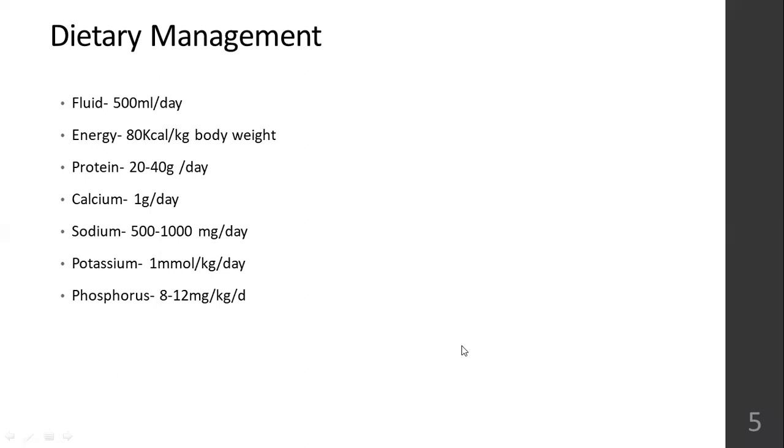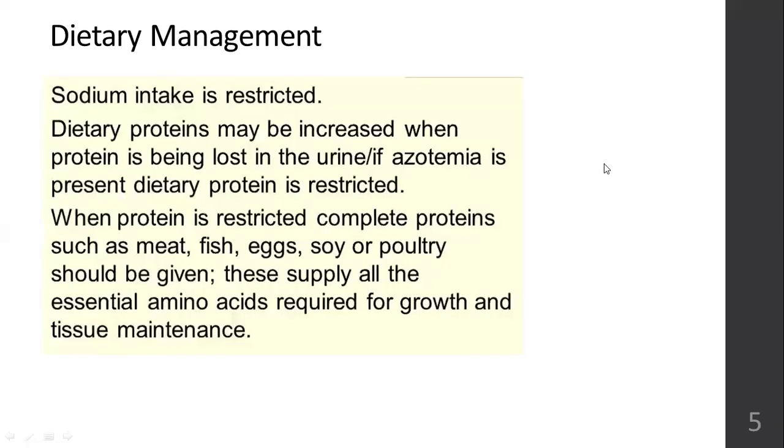Cereals and sago seeds in all forms are allowed. And if the patient is having an infection along with the disease condition, if the patient is already having some infection, you can still increase the calories even more by 10%. So sodium intake is restricted here.